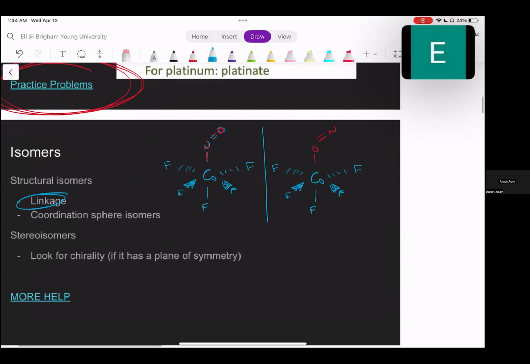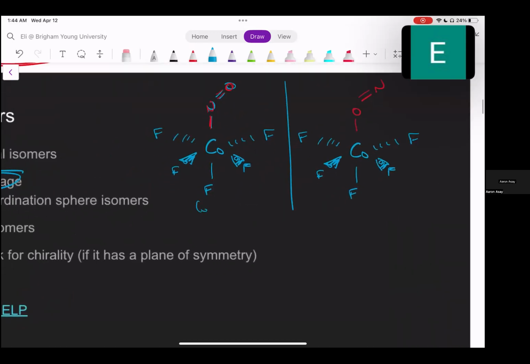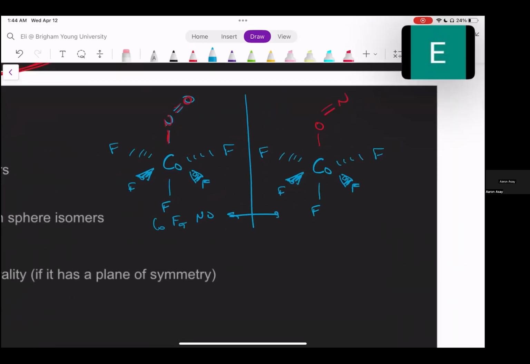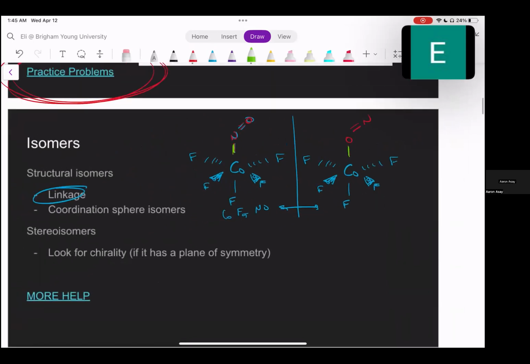it is going to have the same chemical formula, right? We're going to still have cobalt. We're going to have five of the fluorines, and then we're going to have a nitrogen and an oxygen. That's the same for both of these. But where it's connecting or linking, what it's connecting or linking to is different. And that's the definition of a linkage isomer.